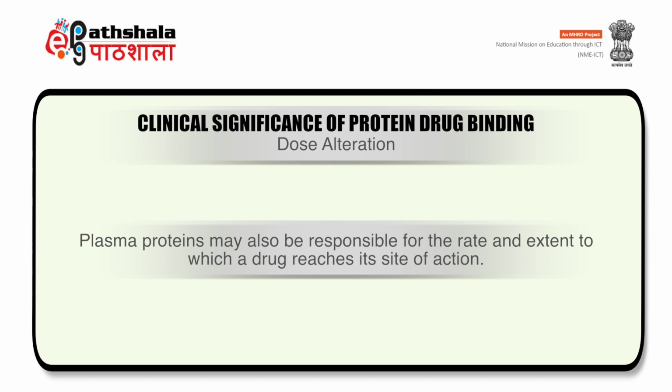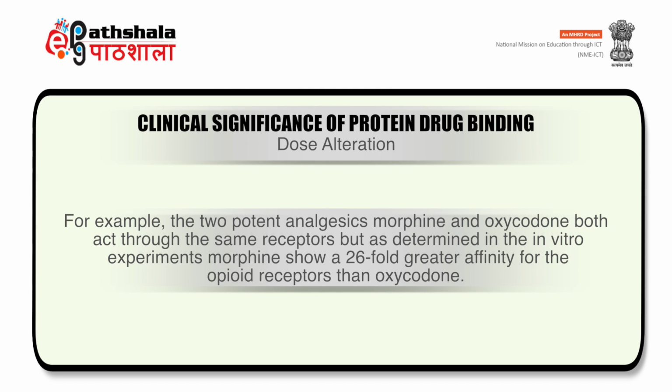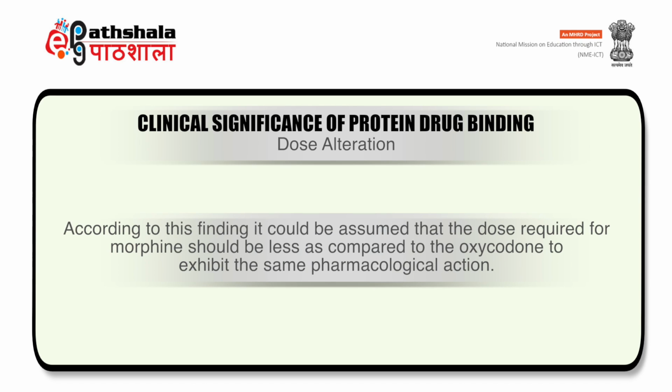Plasma protein may also be responsible for the rate and extent to which a drug reaches its site of action. For example, the two potent analgesics, morphine and oxycodone, both act through the same receptors, but as determined in in vitro experiments, morphine shows a 26-fold greater affinity for the opioid receptors than oxycodone. According to this finding, it could be assumed that the dose required for morphine should be less as compared to oxycodone to exhibit the same pharmacological action.